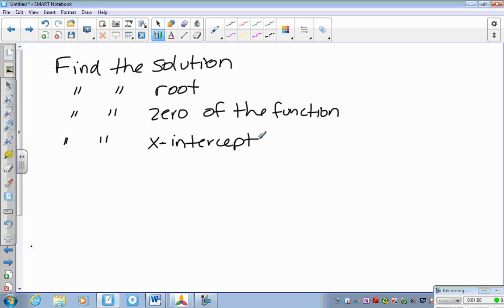The reason why we have a lot of different words is because solution kind of indicates that we're doing some sort of solving. So we're solving for x. So we might do that algebraically. The reason why it's called the x-intercept is because it is the x-intercept on the graph. So you have to find where it crosses the x-axis.